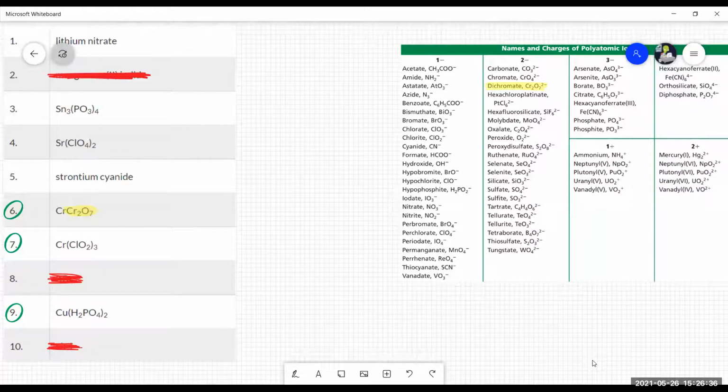As you can see, this table is showing you the charge of the polyatomic ion at the top. The charge is -2. If you still cannot see the charge, you can see the individual ion here. So the charge of dichromate is -2. In order to form this compound, you need chromium ion.